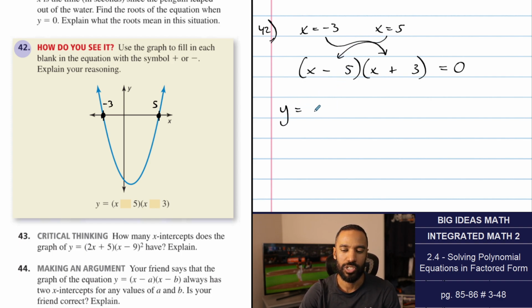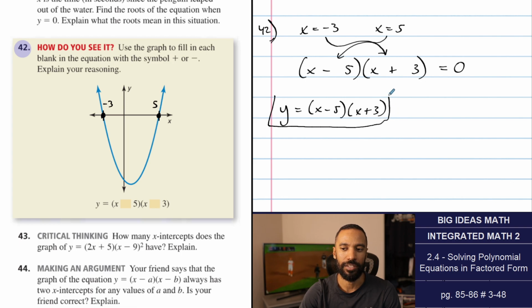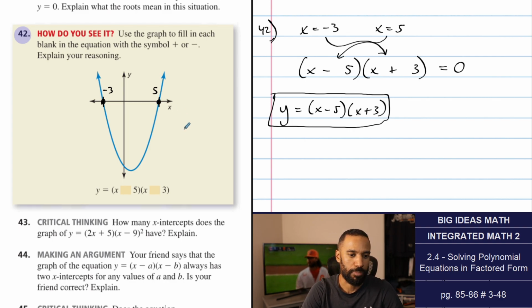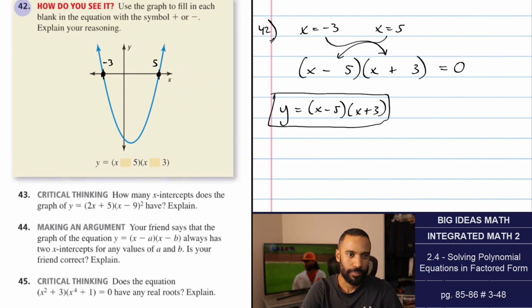So the equation should say y equals x minus 5 times x plus 3. You're really asking yourself, what kind of equation would I have to make that graph? And that would be the positive 5 because it looks farther out when it comes to the parabola. And that would be the answer.